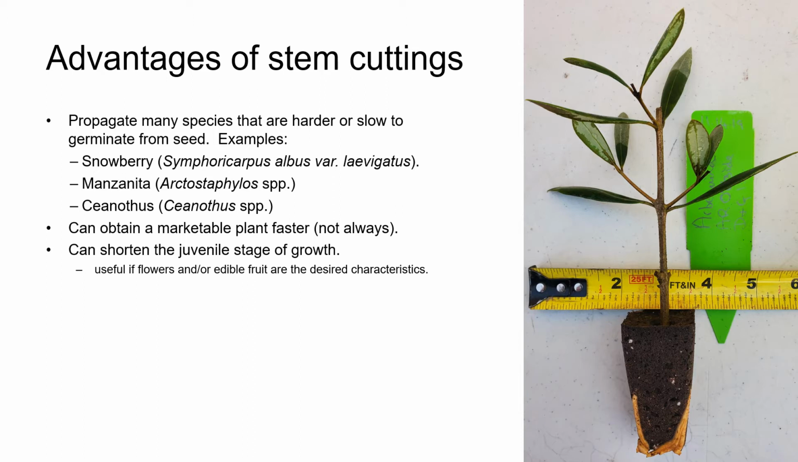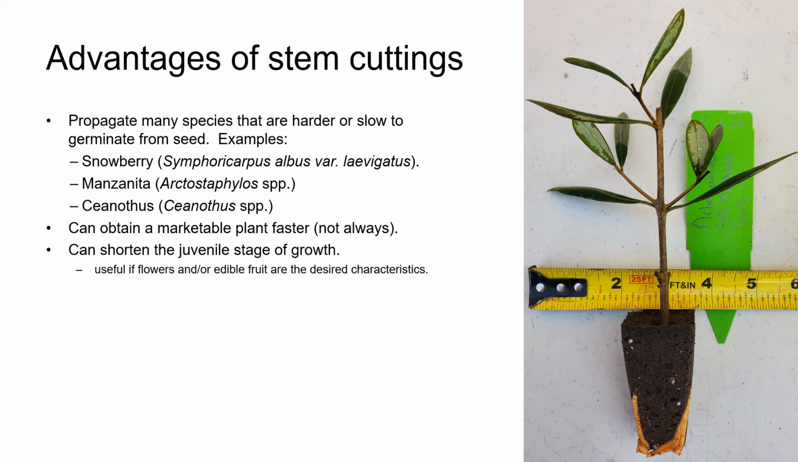Propagating plants from cuttings can also shorten or avoid the juvenile stage of a plant's growth, which is useful if flowers and/or edible fruit are the desirable characteristics of the plant. During its juvenile period, a plant is physiologically incapable of flowering, and therefore also incapable of producing fruit. For some plants, the juvenile period can last as long as 16 years, sometimes more.